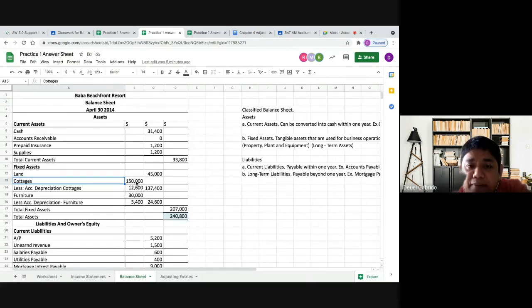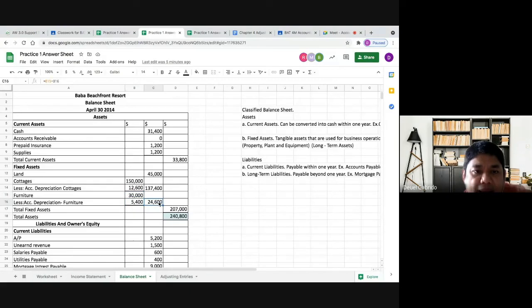150,000. That's the original amount. Less accumulated depreciation, cottages, 12,600. The new value of the cottage is 137,400. You put it in the second column after taking away the depreciation. Now, for the furniture, 30,000 is the original amount. The total accumulated depreciation is 5,400. When we subtract the two, the new value of the furniture after adjustment is 24,600 because it's getting older.